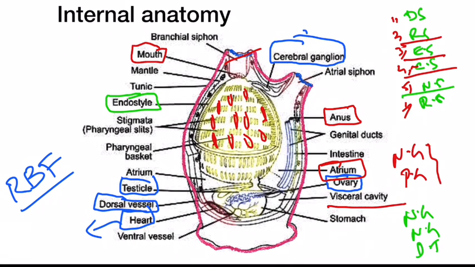The atrium is the place where all the materials from the digestive system, reproductive system, and excretory system are released. From this atrium, these materials are released outside of the body through the atrial pore. So this is the internal anatomy of the adult Herdmania.